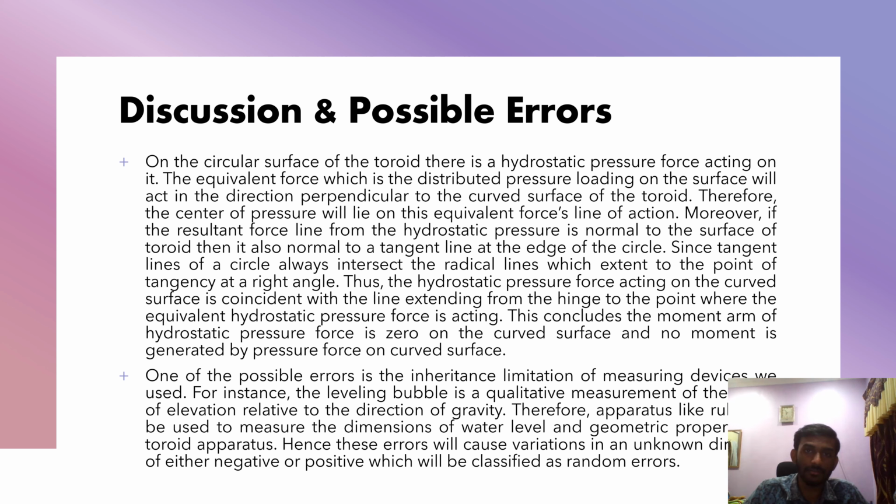Since tangent lines of a circle always intersect the radial lines, which extend to the point of tangency, at a right angle, the hydrostatic pressure force acting on the curved surface is coincident with the line extending from the hinge to the point where the equivalent hydrostatic pressure force is acting. This concludes that the moment arm of the hydrostatic pressure force is zero on the curved surface and no moment is generated by the pressure force on the curved surface.